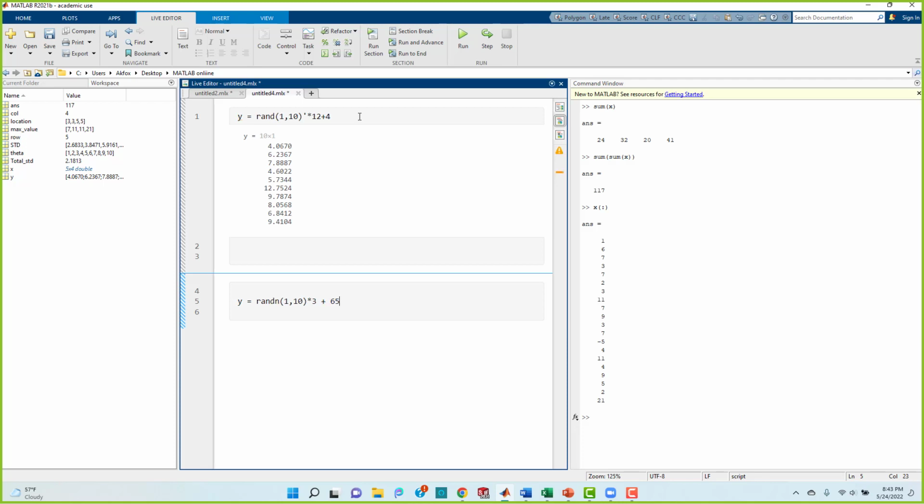If we want to have an average of about 65, we can prove that this works without looking at it by doing a mean of y and standard deviation of y. The mean should be about 65. It's not going to be exactly 65, and the standard deviation should be about 3.